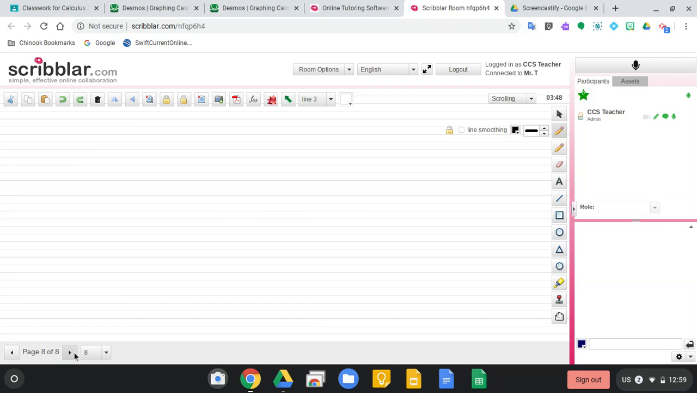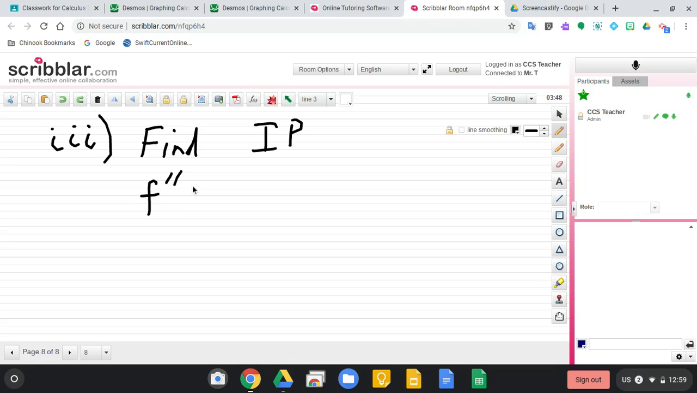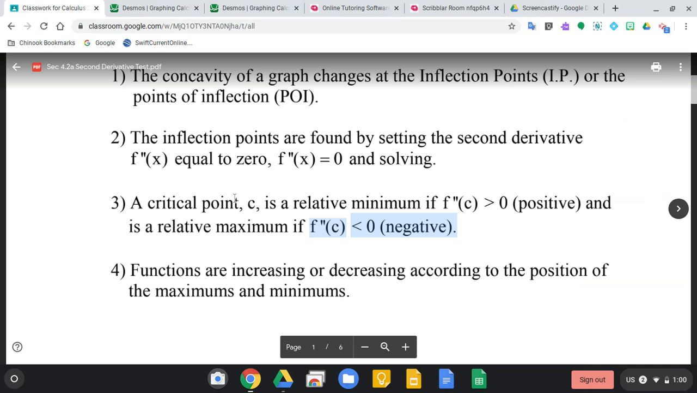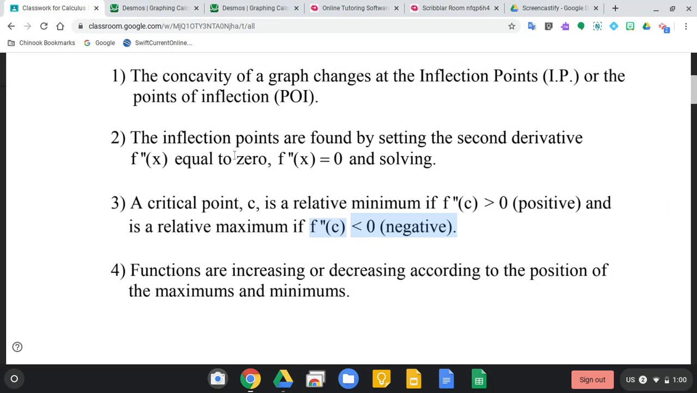Well, we're not done yet. We found our critical points. We have tested our critical points. Now, our third step is to always find inflection points. And inflection points are found by taking the second derivative, which was 6x plus 6, and setting that equal to 0 and solving. If I go back to my notes, that's what it said here. Inflection points are found by setting the second derivative equal to 0 and solving.